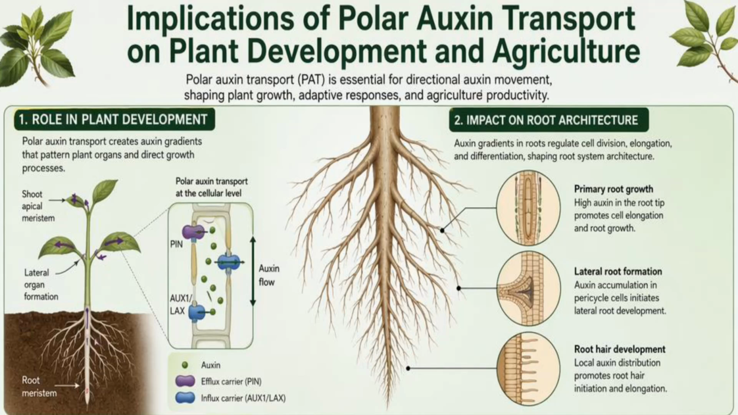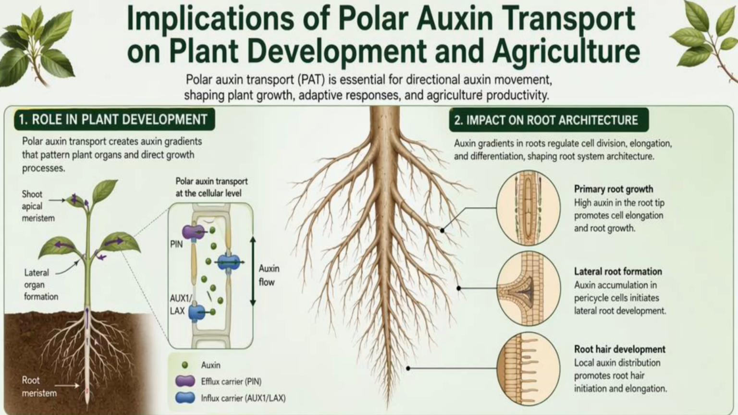Lateral root formation. As we discussed, auxin accumulation in pericycle cells triggers the cell divisions that initiate new branch roots. A well-branched root system is more effective at mining the soil volume for water and minerals. Root hair development. Local auxin distribution in the differentiation zone promotes root hair initiation and elongation, adding tremendous surface area for absorption without requiring energetically expensive new root growth.